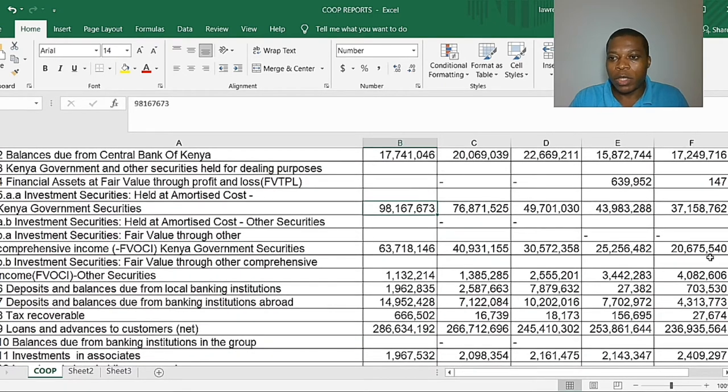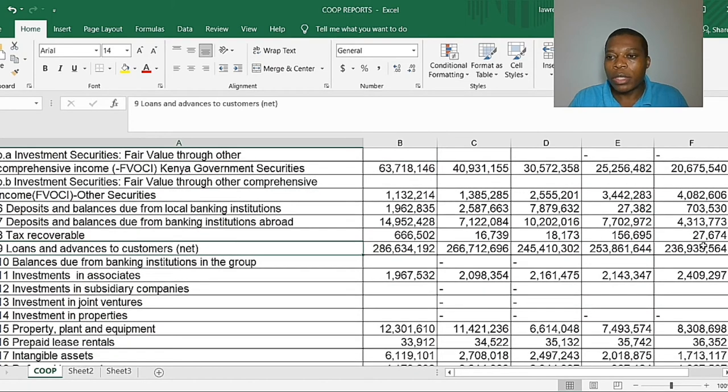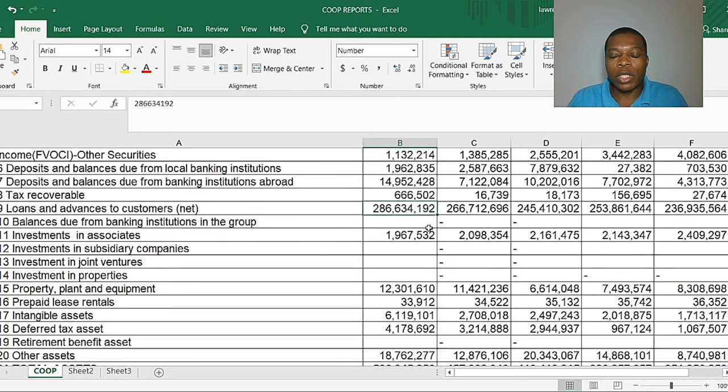If you see the comprehensive income also, all the figures have been going up. Also, deposits have been going up, which is good. If you also see loans, because loans are one of the biggest ways banks earn money, through loaning money to customers so that they can get the interests and also the commissions. You can see it has also been going up, which is also a positive thing.